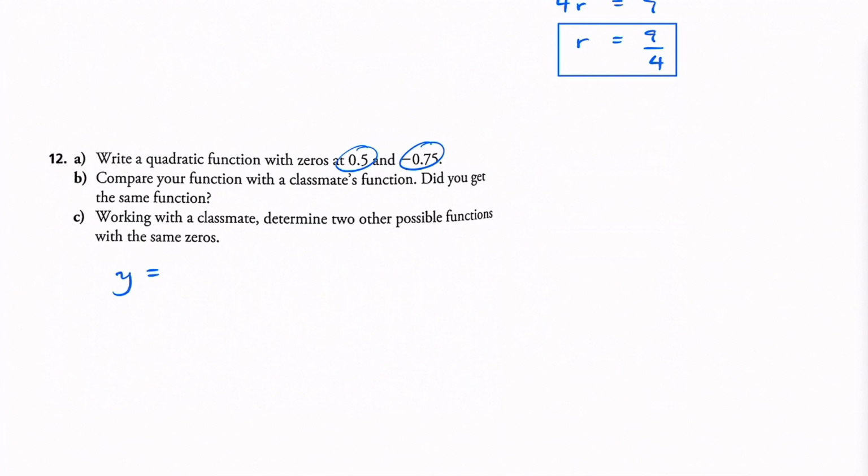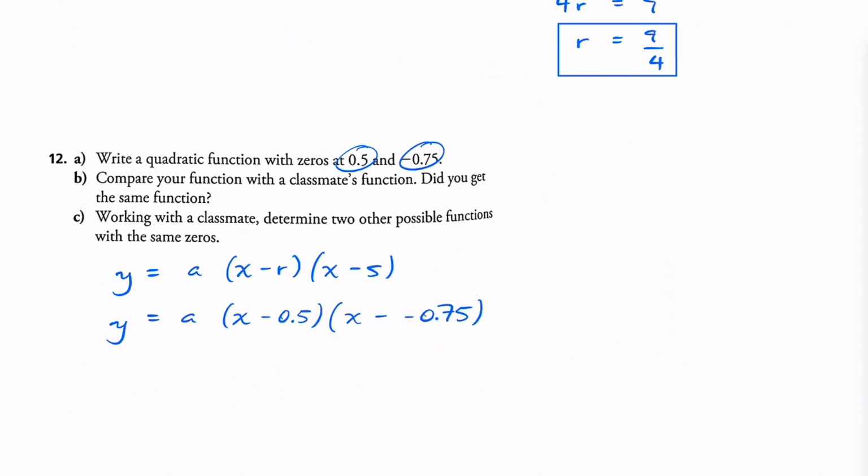So our form for this is going to be this right here. So in this form, r is going to be one of the zeros, and s is going to be one of the zeros. This is called our factored form, and it helps us find the zeros quite easily. So you can just take those zeros, plug them into there. Be careful when you enter in the negative 0.75 that you keep the negative there. So it's going to be minus 0.75, and then those two are going to change to a plus.